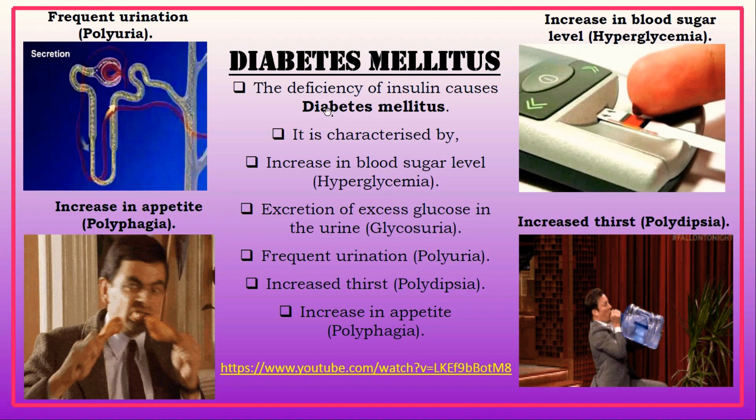Diabetes mellitus. What is diabetes mellitus? The deficiency of insulin causes a condition called diabetes mellitus. It is characterized by an increased blood sugar level, or hyperglycemia. Excretion of the excess glucose in the urine is called glucosuria. Frequent urination is called polyuria, increased thirst is called polydipsia, and increased appetite is called polyphagia. So diabetes mellitus is characterized by hyperglycemia, glucosuria, polyuria, polydipsia and polyphagia.